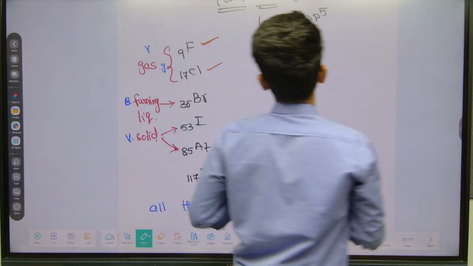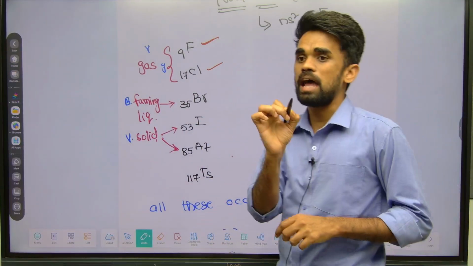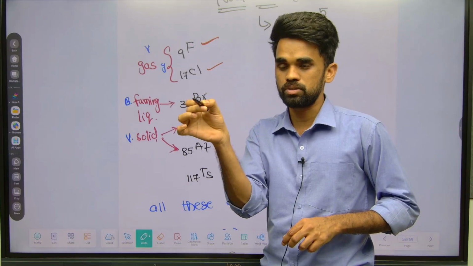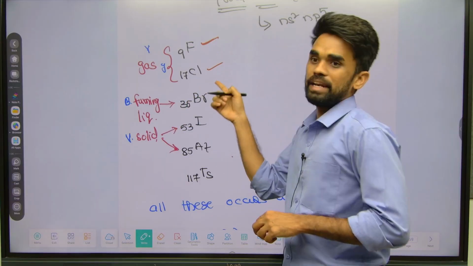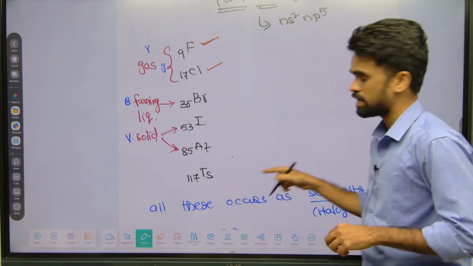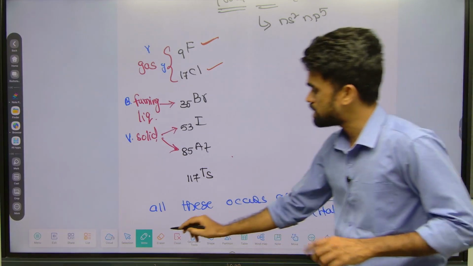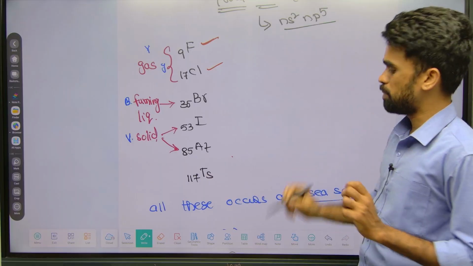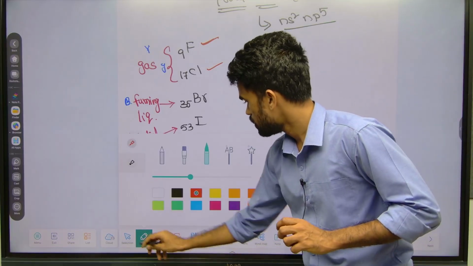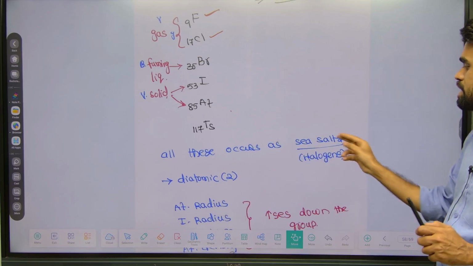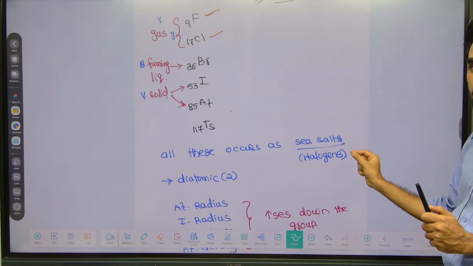Next, why are we calling them halogens? What do we mean by halogens? Salt forming compounds. Like NaCl, sea salts, all these things. So that's why we are calling them halogens. What is the general electronic configuration? ns2 np5. All these occur as sea salts, therefore we are calling them halogens.